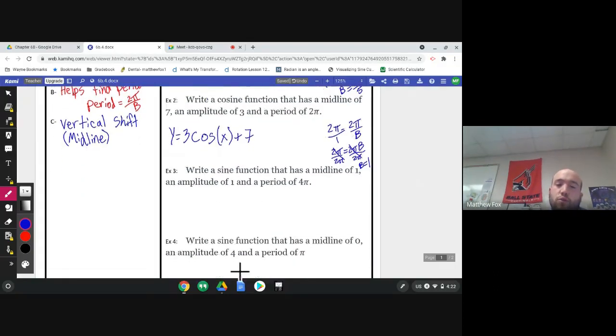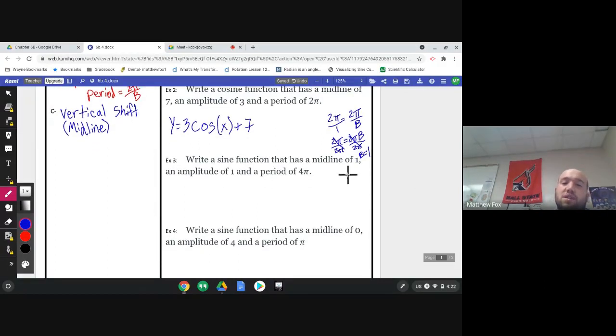Okay, so 2 more like this. If we look here on number 3, we're going to write a sine function with a midline of 1, an amplitude of 1, and a period of 4 pi. So once again, we'll set 4 pi equal to 2 pi over b. That's what we always set it equal to. I'm going to put 4 pi over 1 so I can cross multiply. I'll get 2 pi equals 4 pi b. We can divide by 4 pi, the pi's cancel. 2 over 4 reduces to 1/2, and that is what b is.